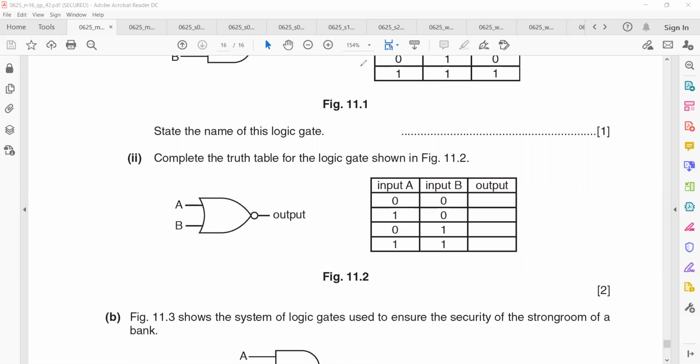Now, use the screen annotation to complete the output here. I will ask 0 and 0. What will be the output? Because for the OR gate we get the output by addition, and because it's an inverter, it will invert. So 0 0 gives 0, but the inverter makes it 1. Then 1 0 gives 1, the inverter makes it 0. 0 1 also gives 1, making it 0. 1 1 gives 1, that makes 0. So the first one is 1 and the rest are 0.